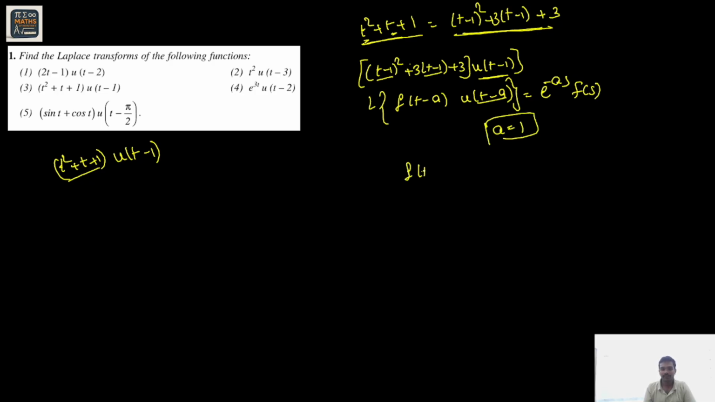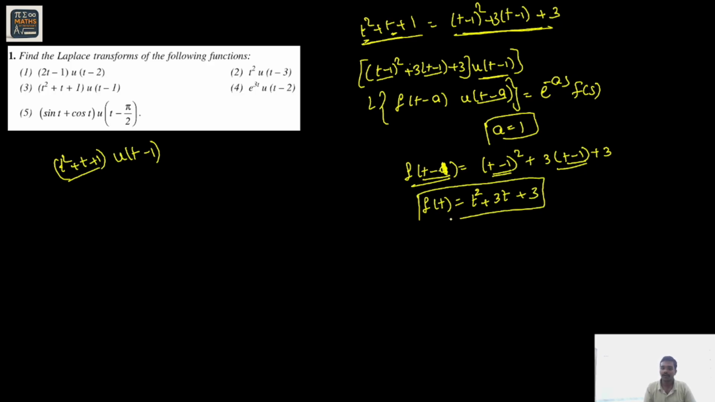Then f of t minus a is t minus 1 whole square plus 3 into t minus 1 plus 3. To find f of t from this f of t minus a, substitute a equal to 1: f of t minus 1 is equal to this term. Here t minus 1 came, here t minus 1 came, and here t minus 1 came. So if we replace t minus 1 with t, we get t square plus 3t plus 3. When we apply Laplace to this f of t, we get this f of s term.